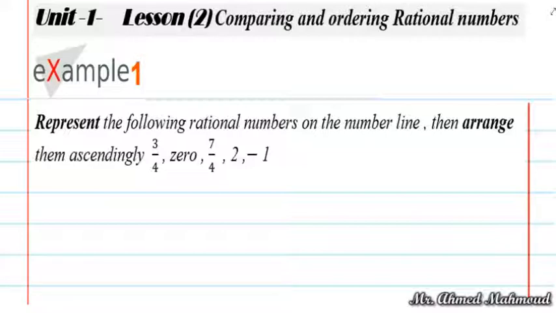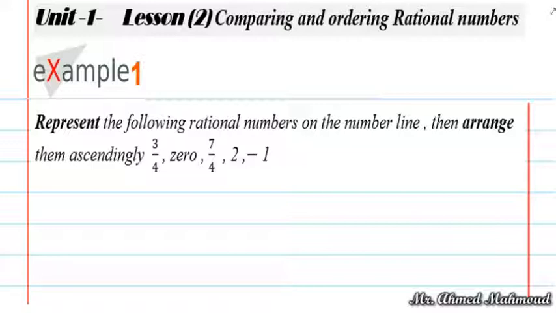The first idea is how to represent numbers on the number line. Second, we are going to know how to compare two numbers, which of them is the greater and which is the smaller. The third one, we are going to learn how to arrange the numbers in ascending or descending order. And then finally, we are going to study how to put numbers between two rational numbers.